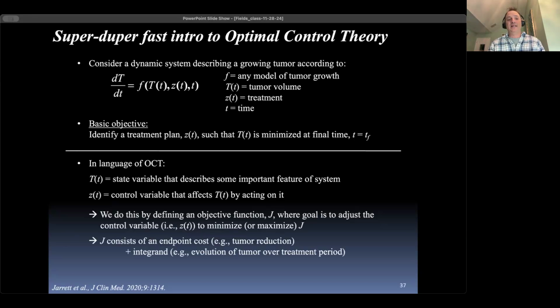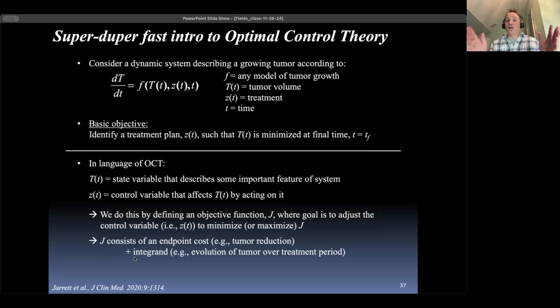There are many ways to phrase J. One that's commonly done consists of a term that tells you about the endpoint costs, the tumor reduction, the main quantity of interest that you care about. How much has the tumor been reduced? How much has the cellularity been reduced? How much has the proliferation been reduced? Whatever it is at the endpoint, at that T sub F.